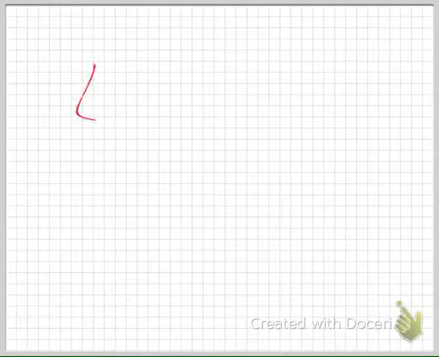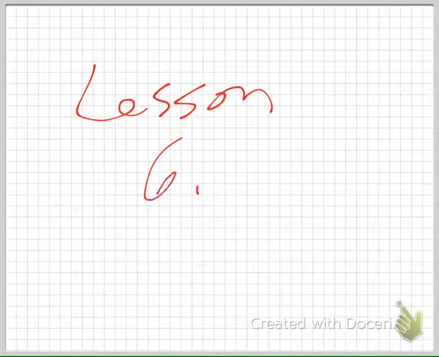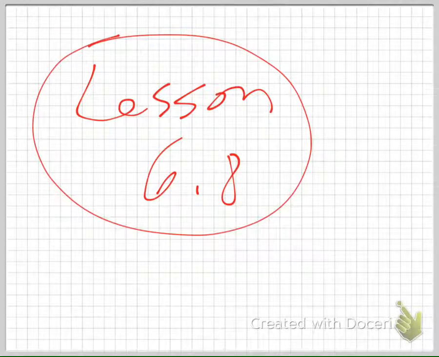This is pre-algebra lesson 6.8, percent of change. It's a pretty straightforward lesson. Here's the deal, here's the rule.